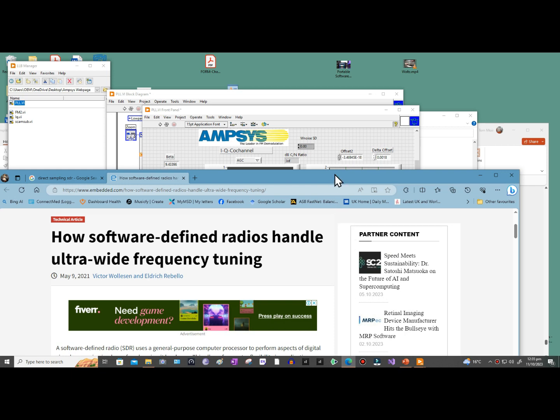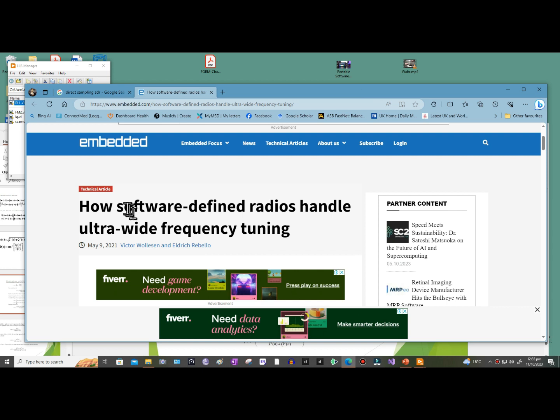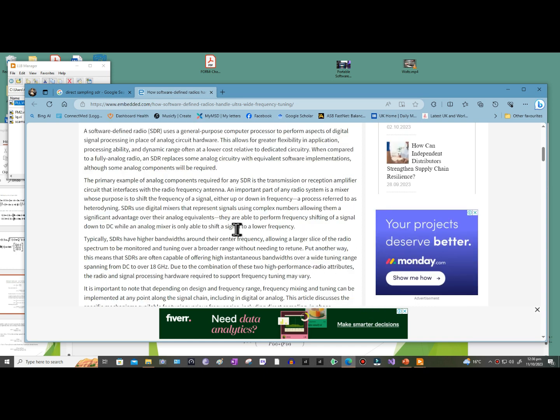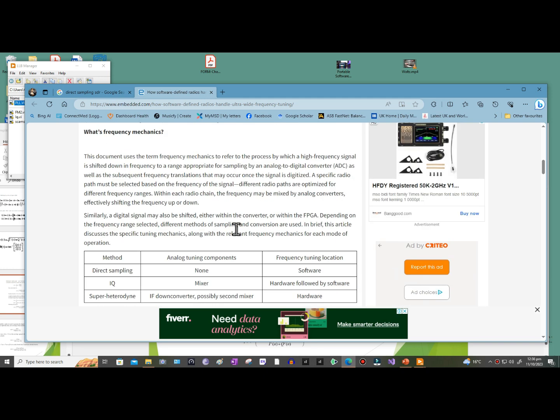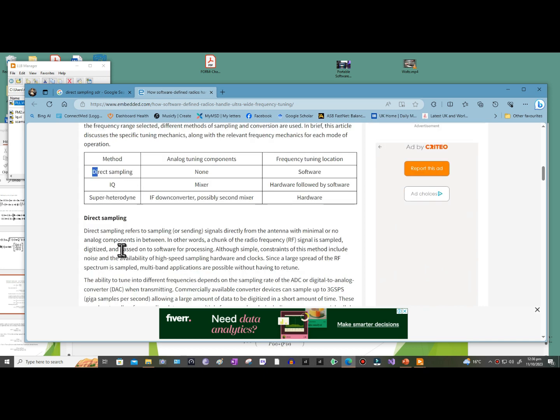apparently that's an old idea really, and the more modern approaches, if you look at this article on embedded.com, how software-defined radios handle ultra-wide frequency tuning, you can sample the whole spectrum, which, if you can get away with it, seems a better way than the analog front-end idea, so you can get rid of the analog stuff altogether really. And this little table summarizes it. You use this method called direct sampling. Well, just read it here.